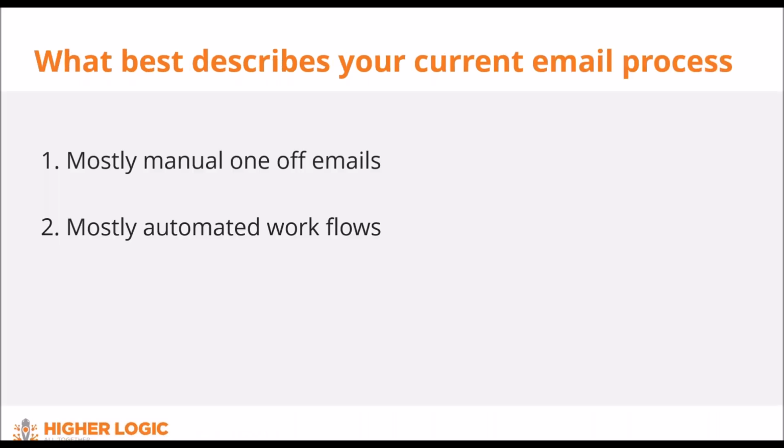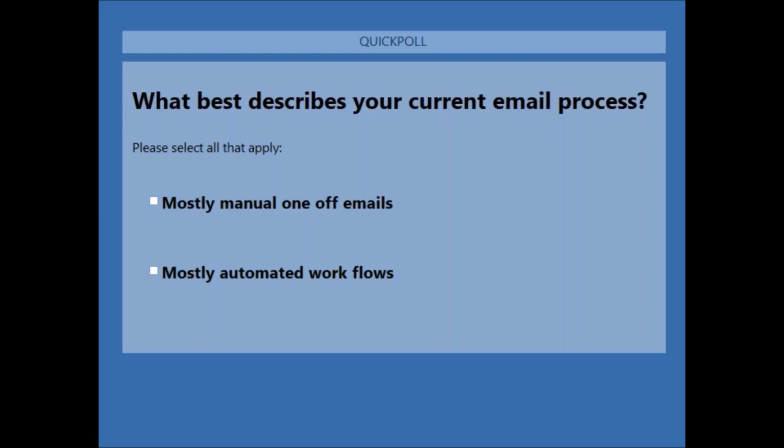So before we jump into the next part, I would love to just get a sense of what best describes your current email communication process. Okay, let me get that next polling question up. You should be able to see it now, and we'll give you about a minute to respond here. Yeah, so do you find yourself mostly doing one-off emails? Do you have automated flows that you can do?